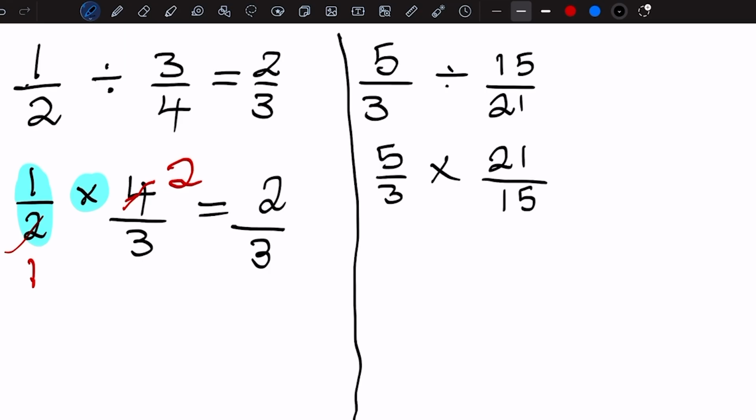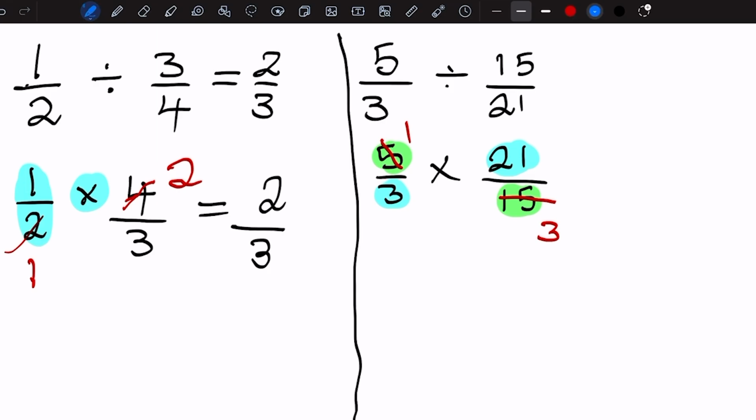Alright, I look to see if anything can be simplified. I see clearly that things can be simplified. What can be simplified? Let me show you. So this 5 can be simplified with this 15, and this 3 can be simplified with this 21. So I'm going to do the simplification right now. Starting off with the 5, 5 into itself goes 1 time, 5 into 15 goes 3 times.